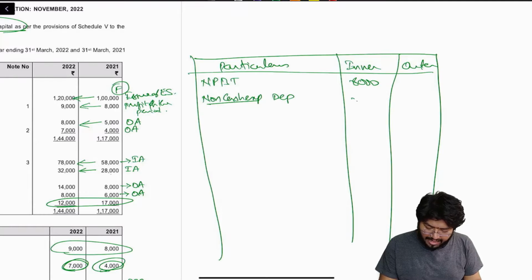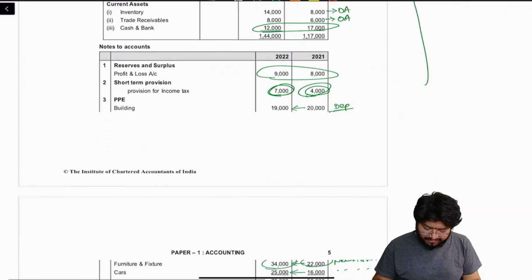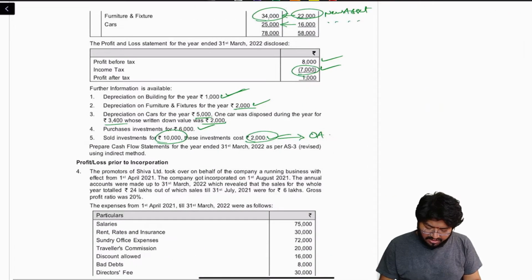This is supposed to be added back, hence 8,000 here. And then you have profit on sale of investment, which is identified here. Sold investments for 10,000, investments cost is 2,000.